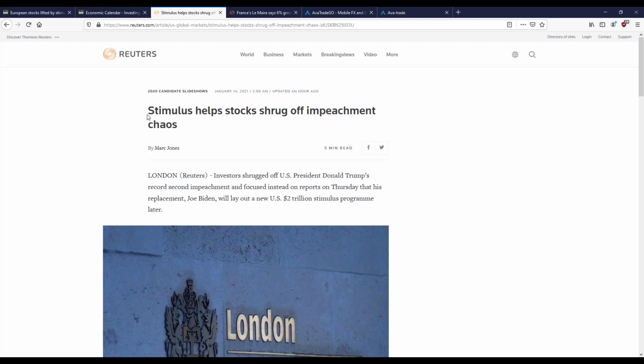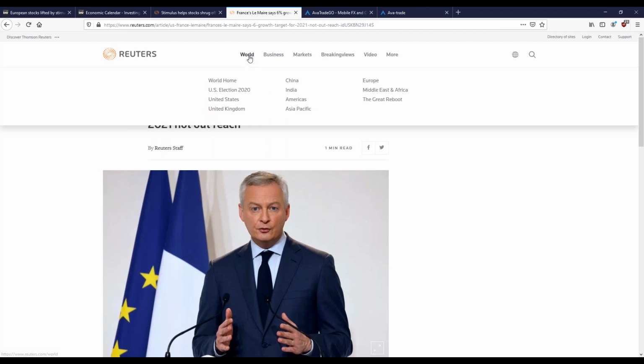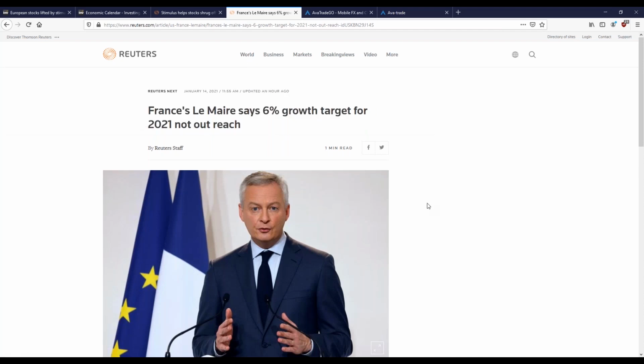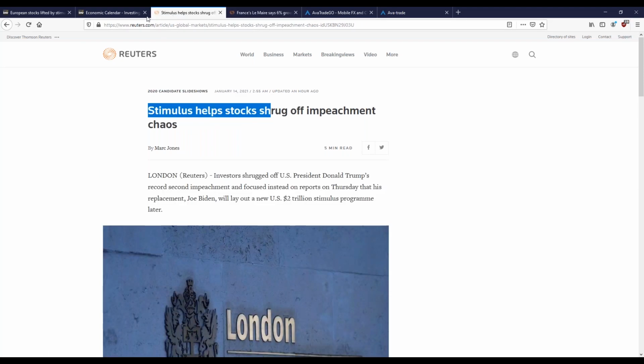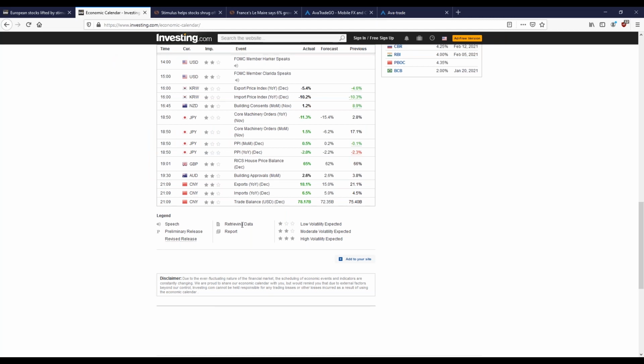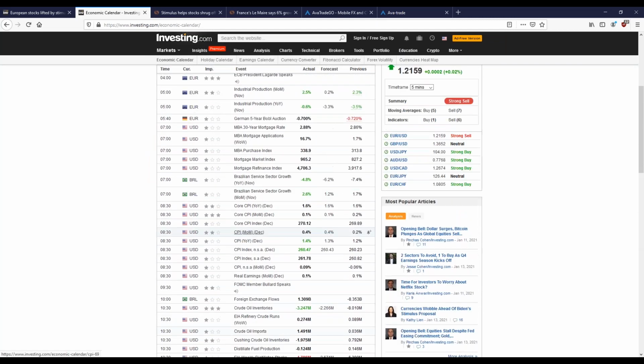So the focus, according to this headline, and I would agree, is more on the stimulus and less on the impeachment chaos. And so it makes sense. If we look at some other news out of France, they're saying they expect a 6% growth target for 2021 as not being out of touch, not being out of reach. And we'll see as we look at the economic calendar for today's activities.